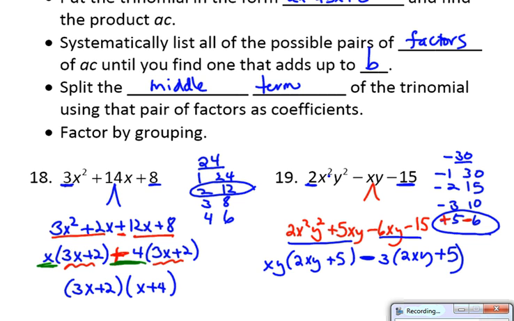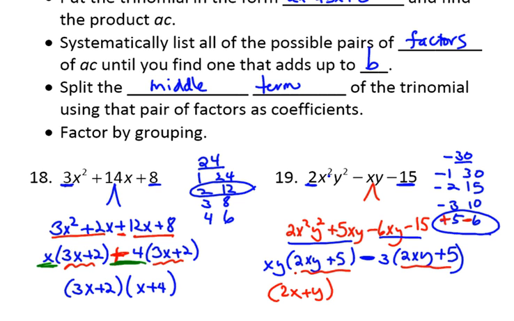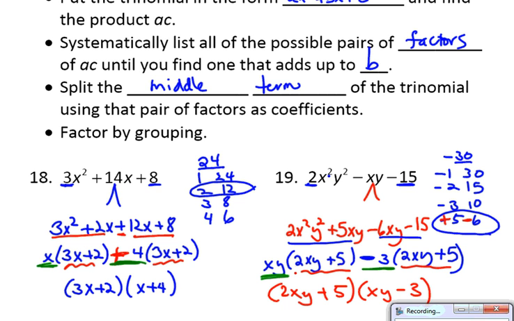Then to finish it, you're going to notice again that my two parentheses are the same. So I'm going to factor those out. Oh, I'm sorry, that should be 2xy plus 5. So that's my parentheses. And then what I'm left with is xy minus 3. So you can kind of see the xy minus 3. And that is the answer to that.